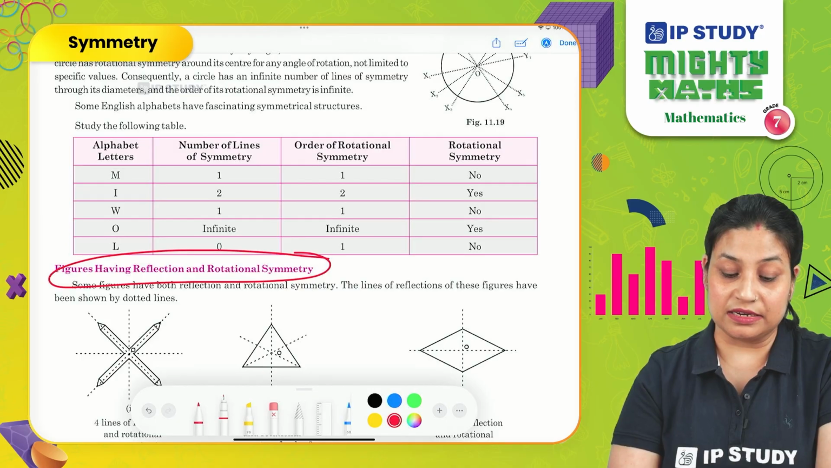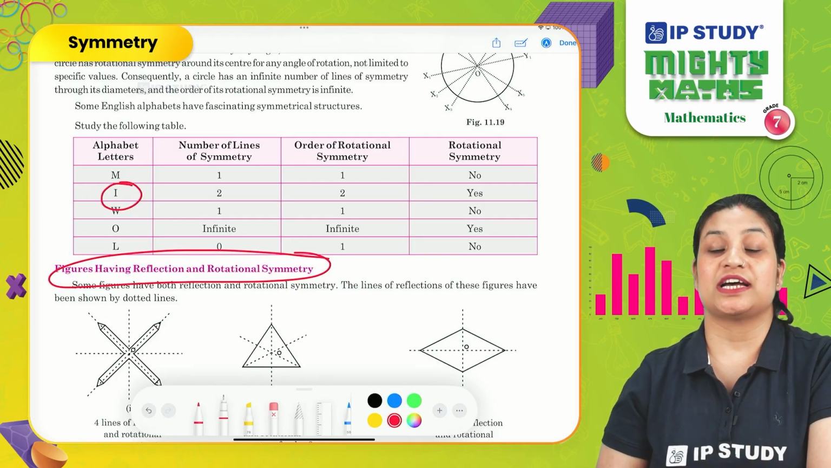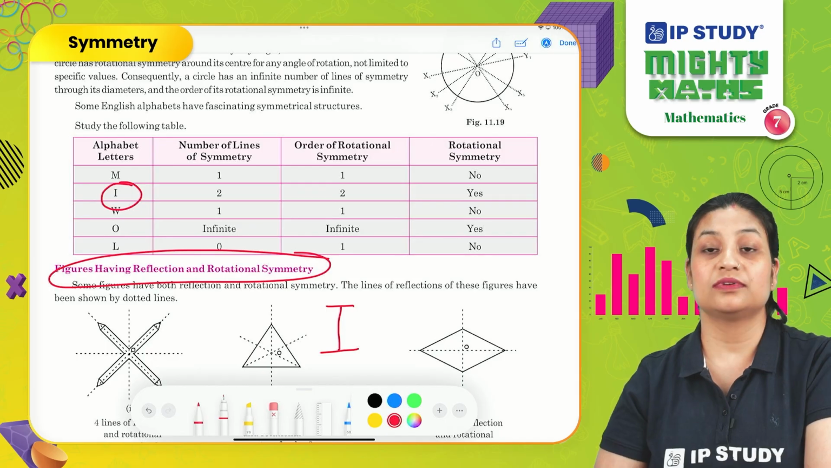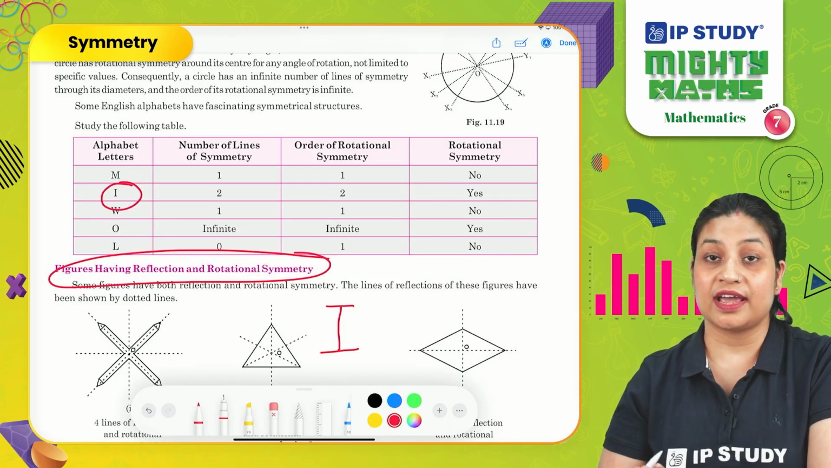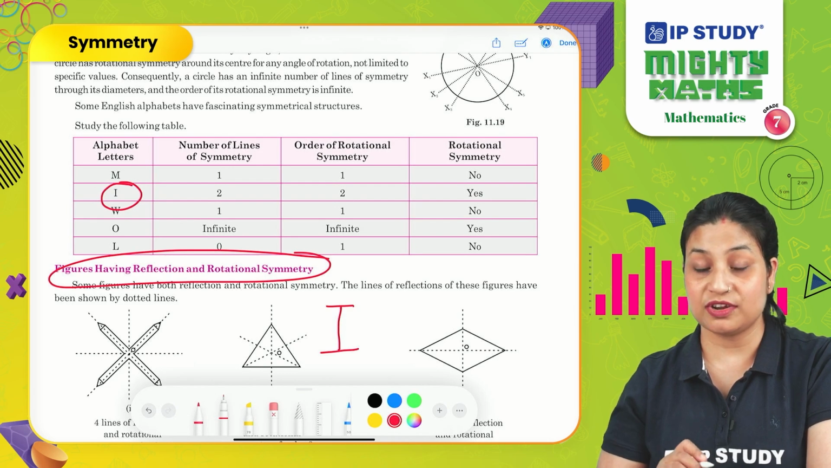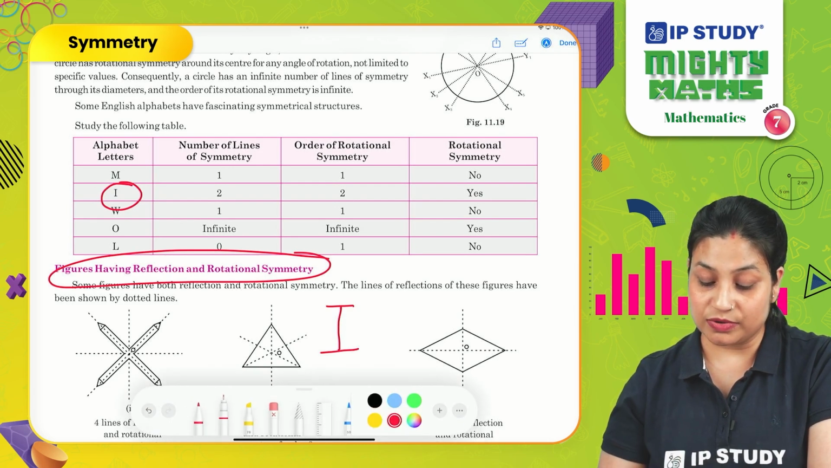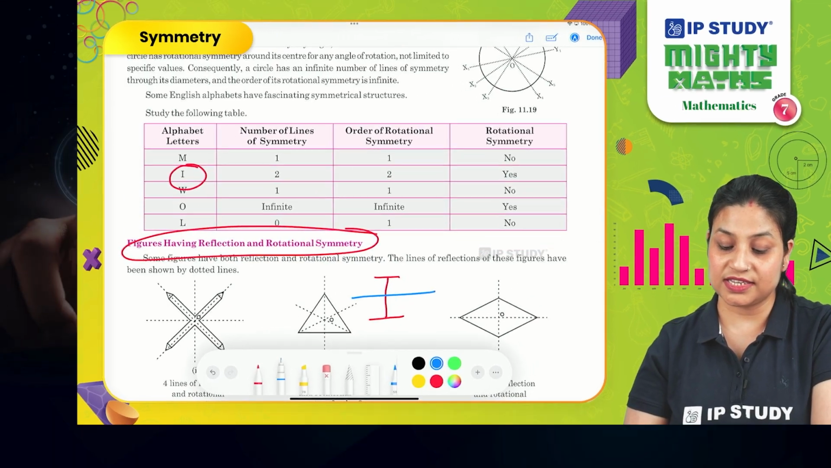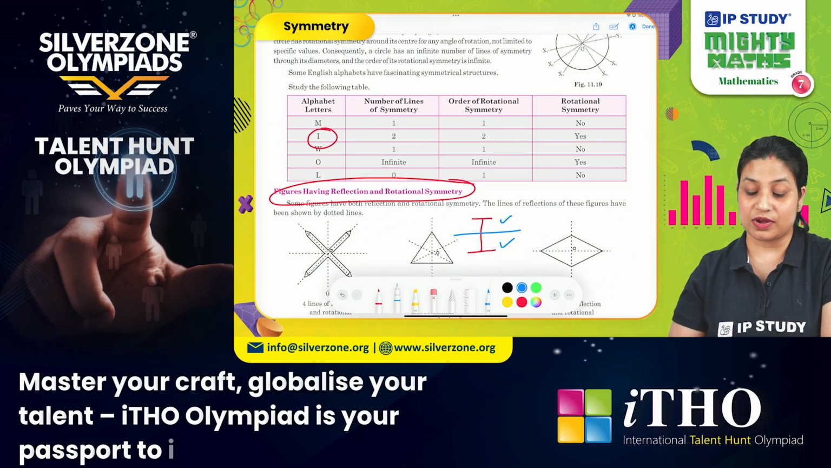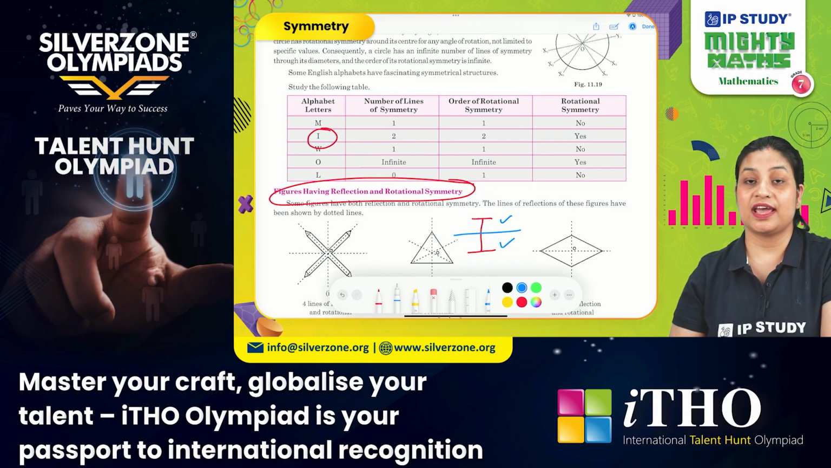So here let's take an example of the alphabet I. If I ask you, does I have a rotational symmetry or reflection symmetry or both, then you have to check, right? So here I have drawn I. Now let me draw a line over here. Can I say this part is symmetrical to this part? Yes. So I can say the alphabet I has a horizontal line of symmetry, right?